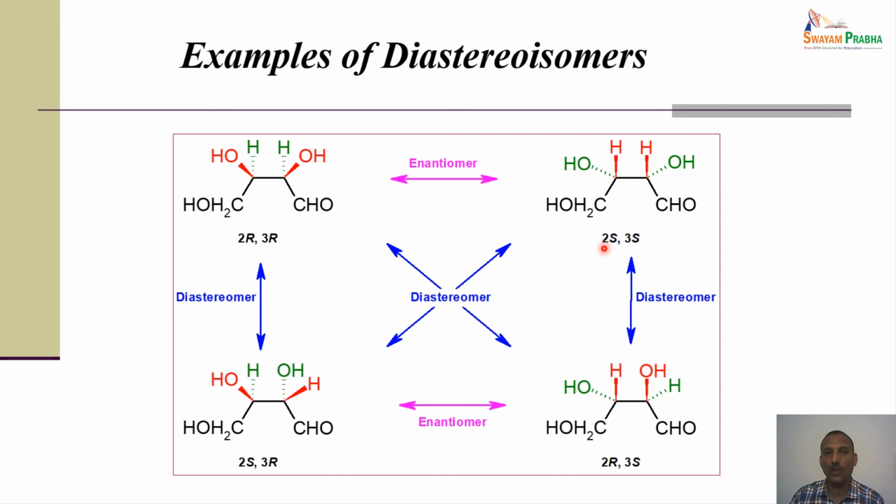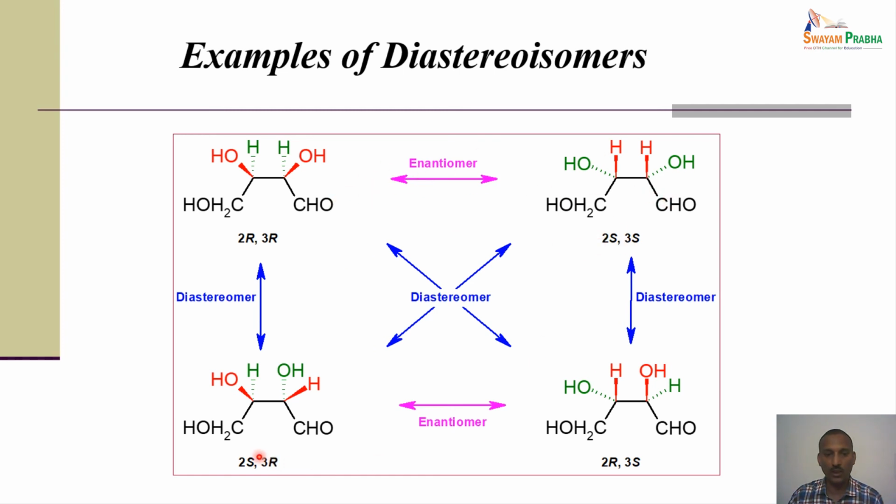If there is more than one chiral center or stereogenic center in the compound, then for diastereomers, the configuration should change in at least one of the stereogenic centers. But if you look at enantiomers, here 2R, 3R becomes 2S, 3S. So all the chiral centers or stereogenic centers have to have the opposite configuration. Then only they are called enantiomers.